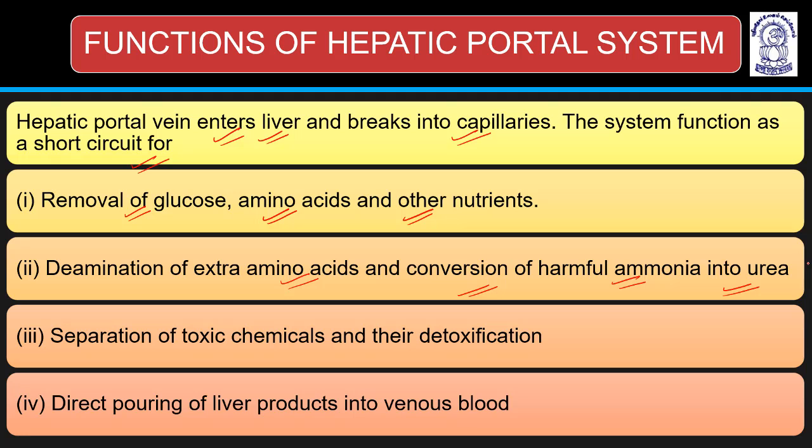Separation of toxic chemicals and detoxification. Direct pouring of liver products into venous blood. So the hepatic portal vein enters the liver and breaks into capillaries. The system functions as a short circuit for removal of glucose, amino acids and other nutrients, deamination of extra amino acids and conversion of harmful ammonia into urea, separation of toxic chemicals and their detoxification, and direct pouring of liver products into venous blood.